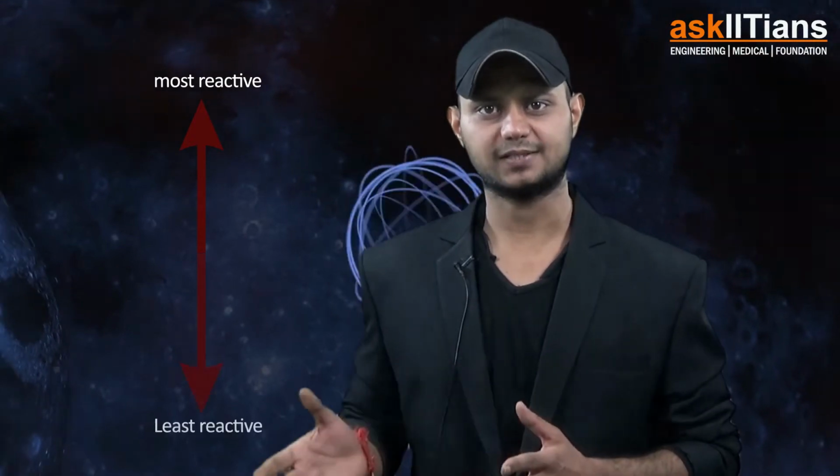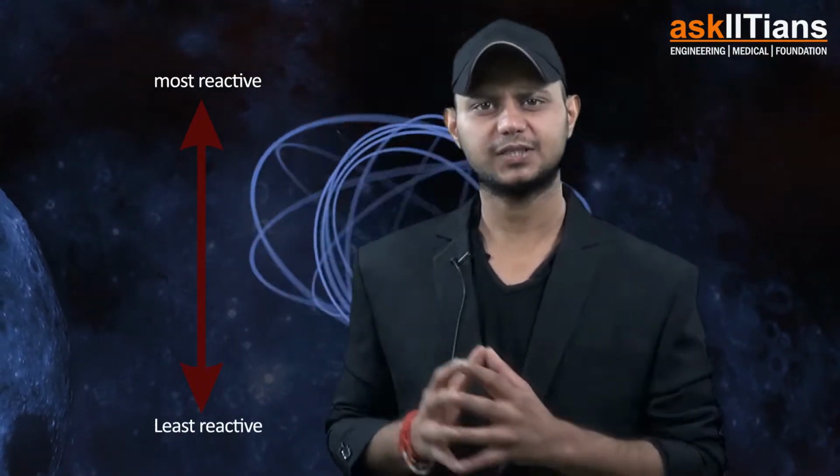This video is about the reactivity series. Okay. Now what is the reactivity series? Reactivity series is nothing but a group of metals arranged basically on the basis of their reactivity. The one which is most reactive is placed on the top. The one which is the lowest reactive is placed at the bottom.